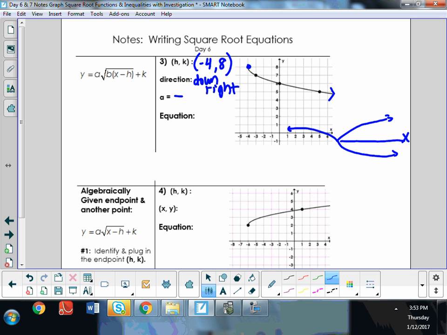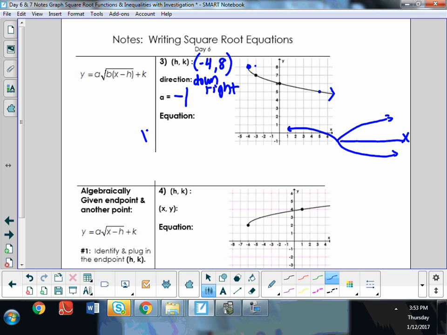Okay, next I need my a value. I know it's negative, but I need to know what the counting pattern is. So I'm going to go to my graph and check. Right 1, down 1. Right 1, 2, 3, 4. Square root of 4 is 2. 5, 6, 7, 8, 9. Square root of 9 is 3. It matches, so it has to be a negative 1.